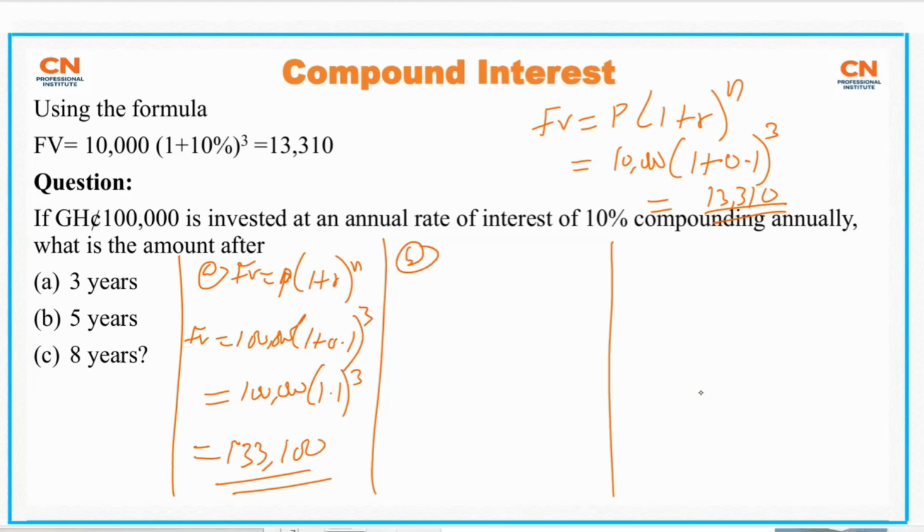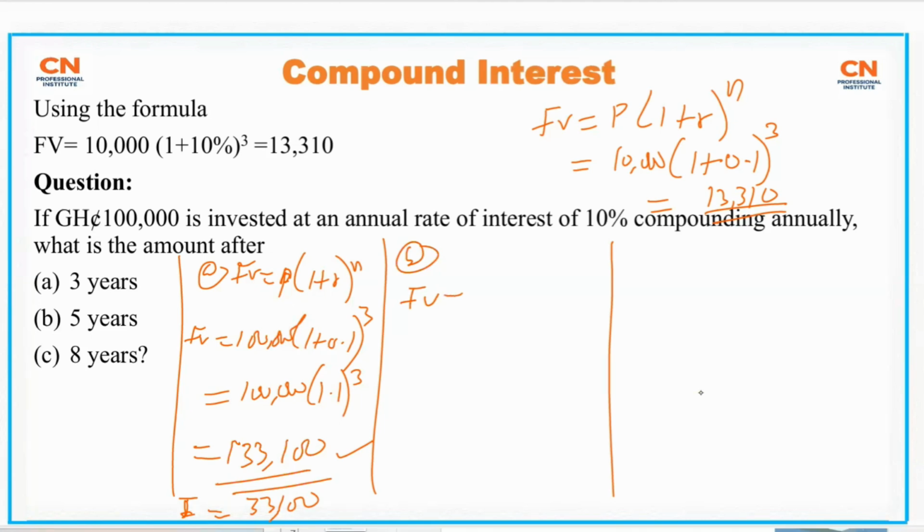Then B is 5 years, so that will be the future value. If you look at this here, you can really find the interest. The interest will be the difference between this amount, 133,100, and the 100,000, which is 33,100, because the difference between the future value and the principal is the interest. You borrowed 100,000 and at the end you are paying 133,100.